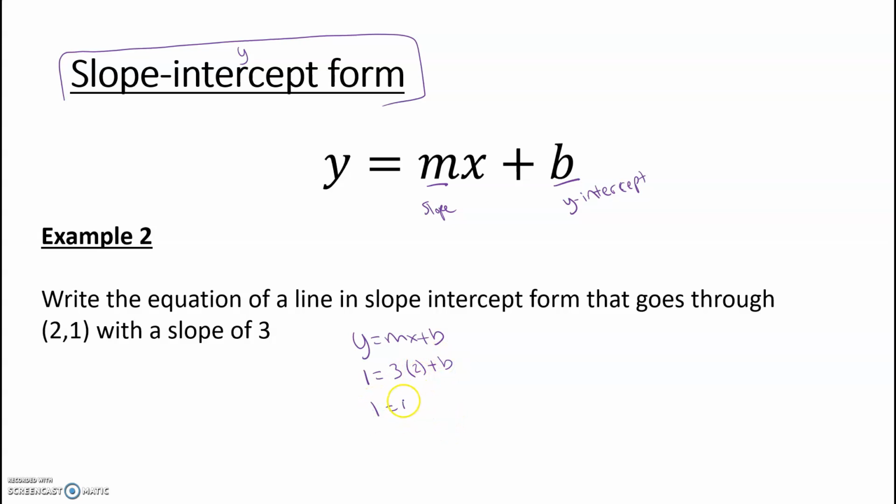So we have 3 times 2 is 6 plus b. And we're going to subtract 6 from both sides. So we get b equals -5. Right? 1 minus 6 is -5. Now we can write the equation in slope-intercept form. y equals, my slope was 3x, and my b was -5. So this line has a slope of 3, hence the 3x, and it'll go through the point 2, 1 because we plugged it in and it works. Right? That's what that -5 made happen.